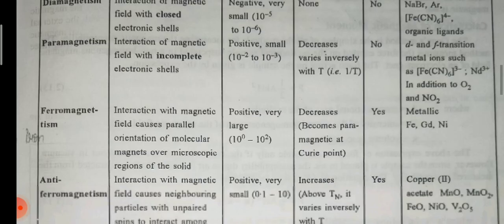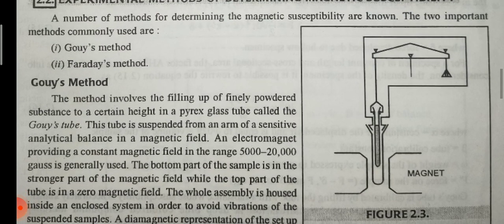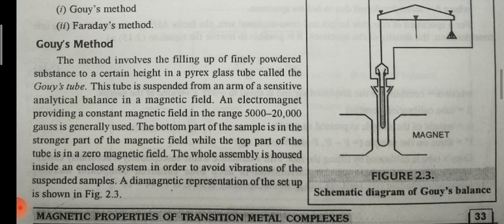Now a table is given. Experimental methods of determining magnetic susceptibility. A number of methods for determining the magnetic susceptibility are known. The two important methods are Gouy's method and Faraday's method. Gouy's method. The method involves filling finely powdered substance to a certain height in a Pyrex glass tube called the Gouy tube.